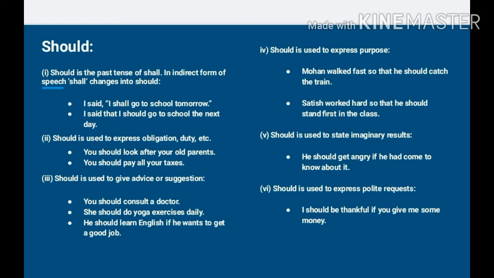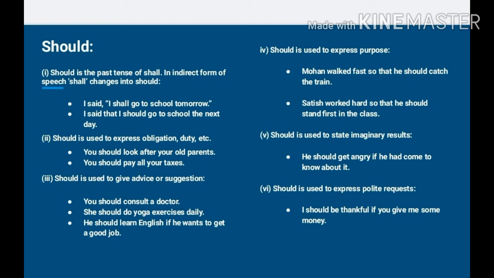Fifthly, should as modal auxiliary is used to express imaginary results. Look at the example. He should get angry if he had come to know about it. It is not the fact, but it is an imaginary thing, imaginary result of any particular action. So in this case, we can use should as modal auxiliary in a sentence to express imaginary results.